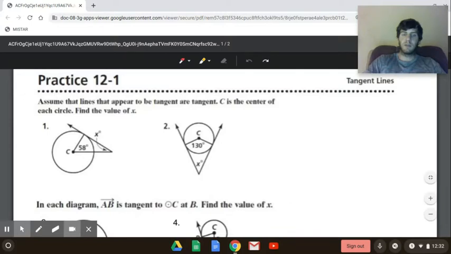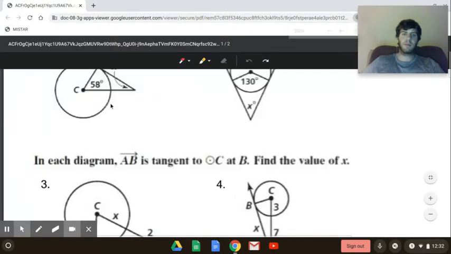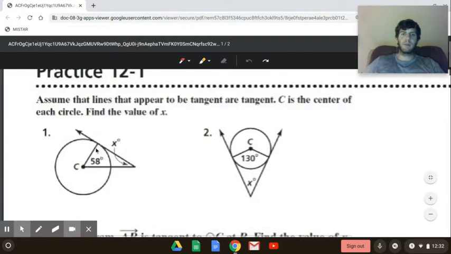Let me zoom in a little more. Okay. So you're going to have a right angle here, if I can draw it properly. All right, so that's 90 degrees. And then we know the three angles of a triangle add up to 180, so we could do 180 minus 90 minus 58, which is going to give us 32 degrees.